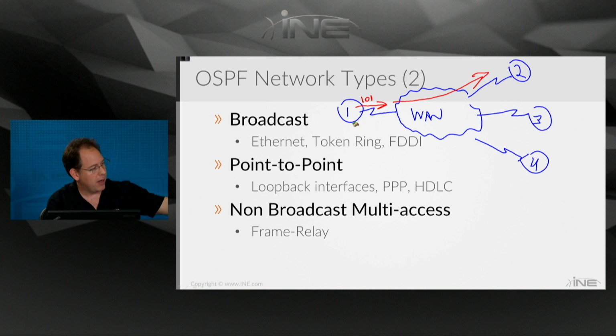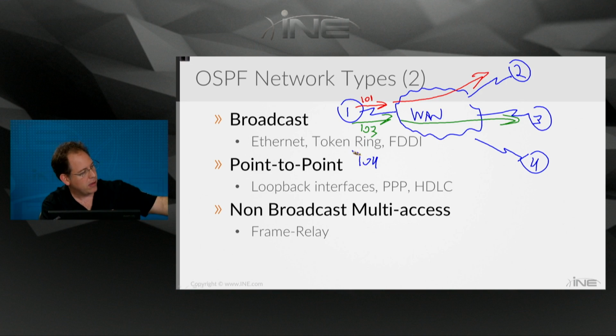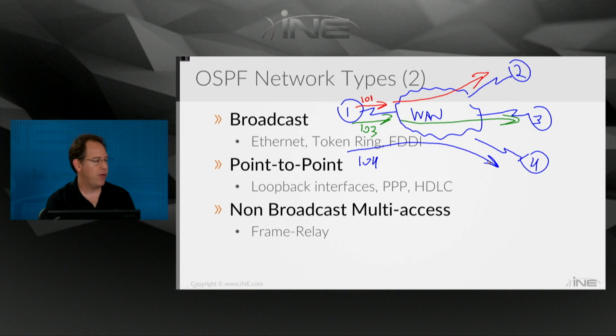If I put another frame on here and I put some other number like maybe 103, my frame relay provider knows that will go over here to router 3. And maybe if I put another number on here, 104, that will go over here to router 4. So in this particular case, every frame that you're putting on this wire is going to one place based on what the identifier, the DLCI identifier, is in that frame.